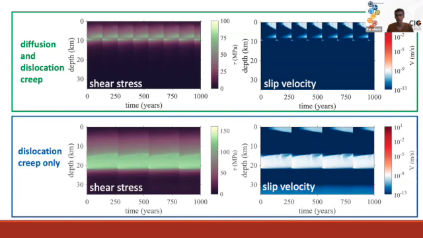So in the top row, the earthquakes are nucleating at a much, much shallower depth here, about 9 kilometers. And they're only able to propagate down also to 9.5 kilometers. And they're also occurring much more frequently. The recurrence interval is 135 years, whereas it's 270 years in the dislocation creep only model.